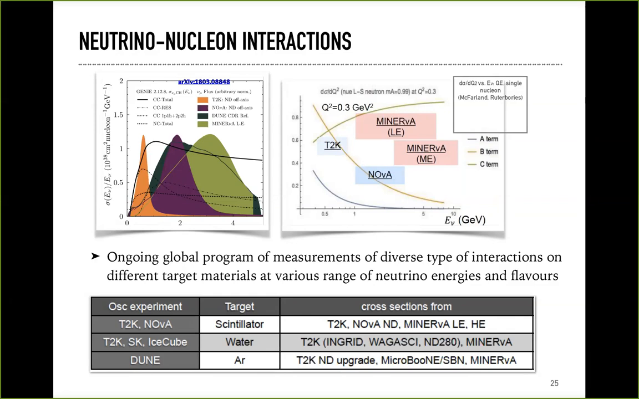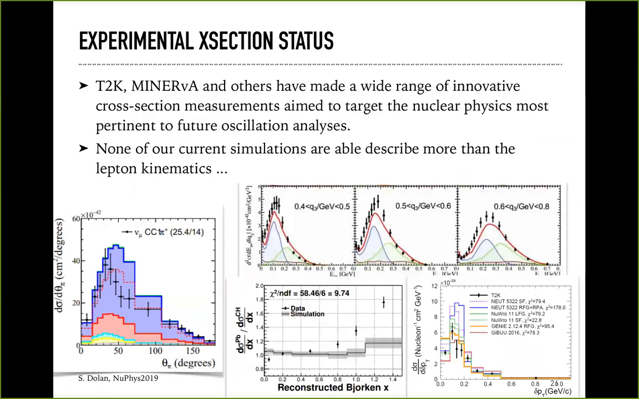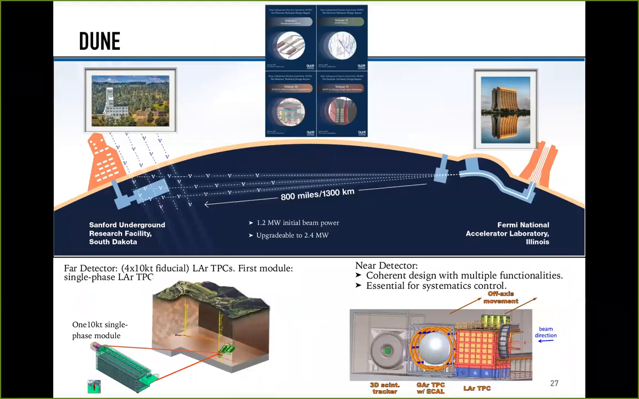Next slide. This just shows you that none of the current simulations really are able to describe more than the electron kinematics, but there are many measurements, and there is also a campaign with an ER detector that is ongoing to try to address these uncertainties. Then in the next slide, we move on to DUNE, which is the flagship experiment in the US.